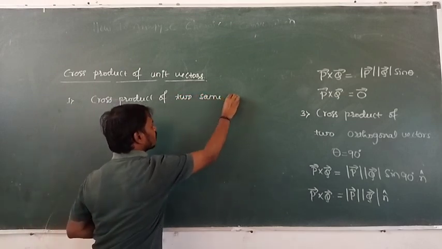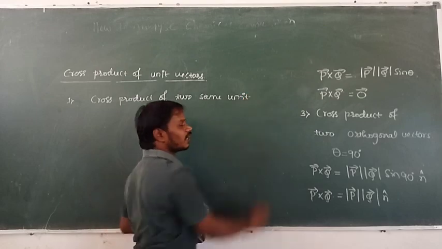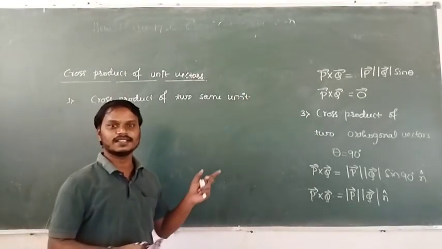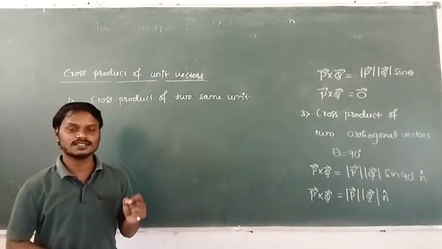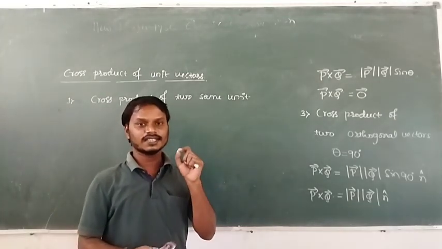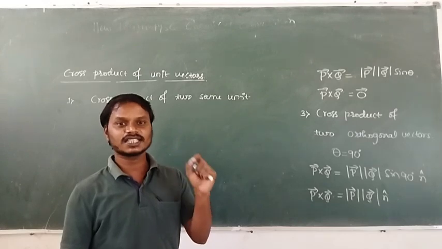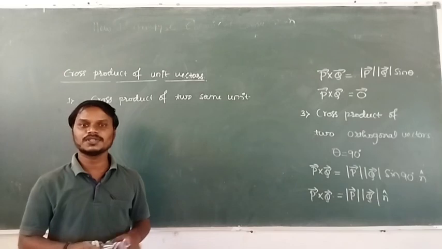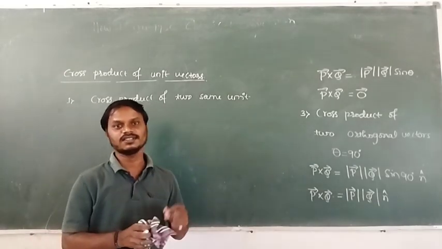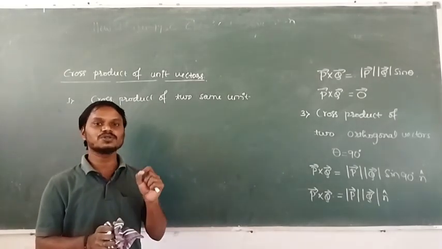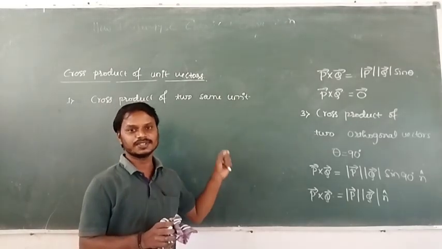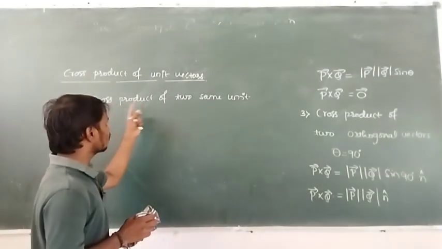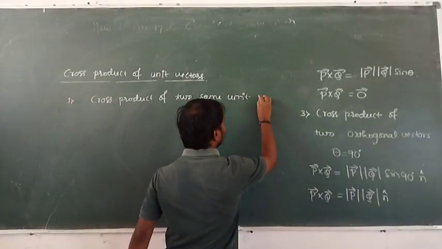Two same unit vectors. For example, the cross product of I and I, the cross product of J and J, and the cross product of K and K. What are the unit vectors? These are the vectors which are taken along the particular axis and which can be used to represent the particular direction, and its magnitude is how much? 1. What is a unit vector? Unit vector is nothing but it is a vector whose magnitude is 1 and which can be used to represent the direction. Okay. Then the cross product of two same unit vectors.